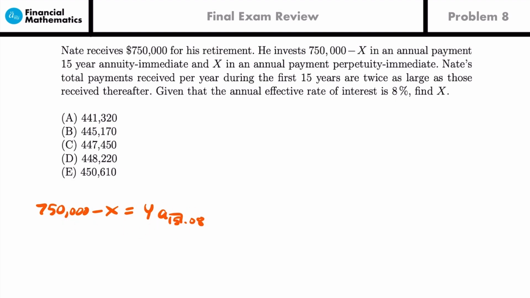But then we also know that Nate is going to invest X in an annual payment perpetuity immediate. So now that's an annuity that pays payments forever. But once again, we don't know what those payment amounts are. And we also can't just assume that they will be the same as this annuity. So he's investing X. That's the present value of the perpetuity, but it would be equal to how you would actually calculate that present value, which would be taking the amount of the payments, which I'm going to call Z, and dividing it by the interest rate, which is 0.08.